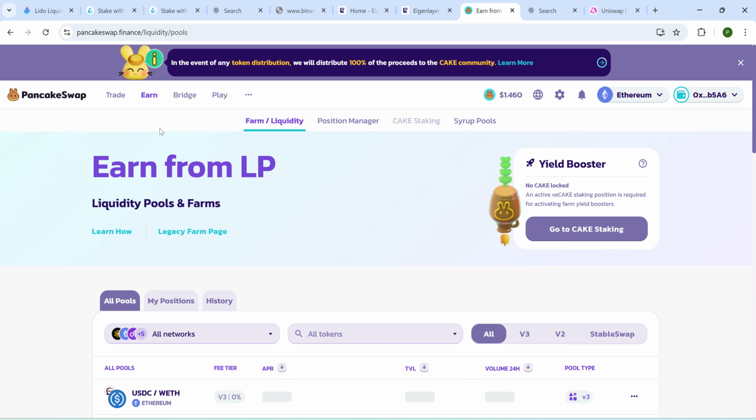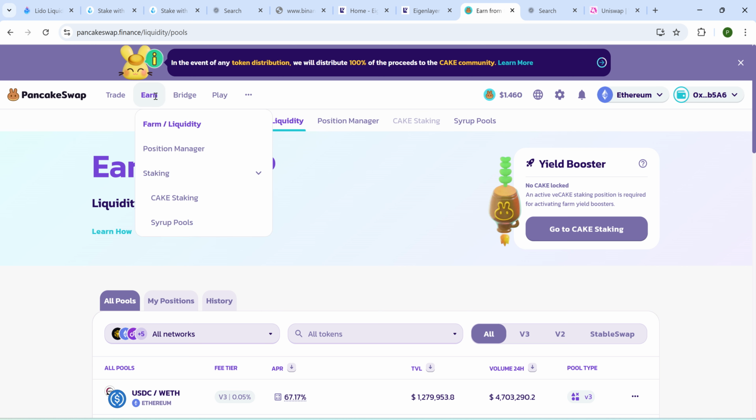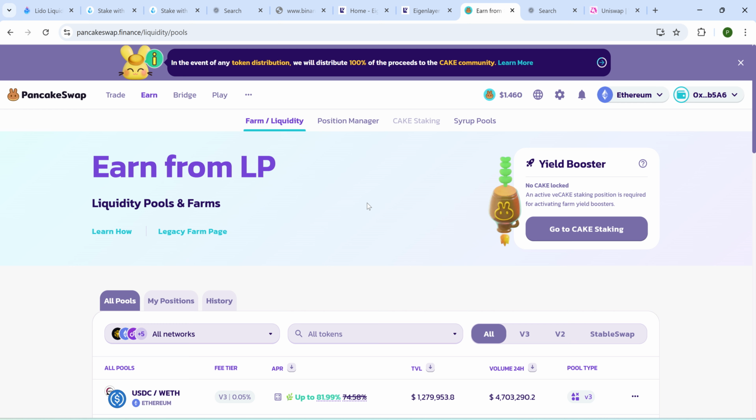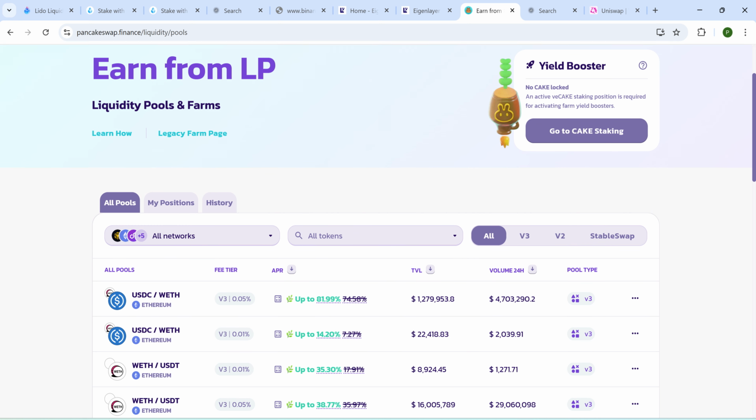There's also a platform for you to stake: you see cake staking, syrup pools, and other stuff. So now it's all about providing liquidity for PancakeSwap. Liquidity is all about funding. Now for the USDT and wrapped ETH pair, you have up to 81% APY, and this is PancakeSwap.